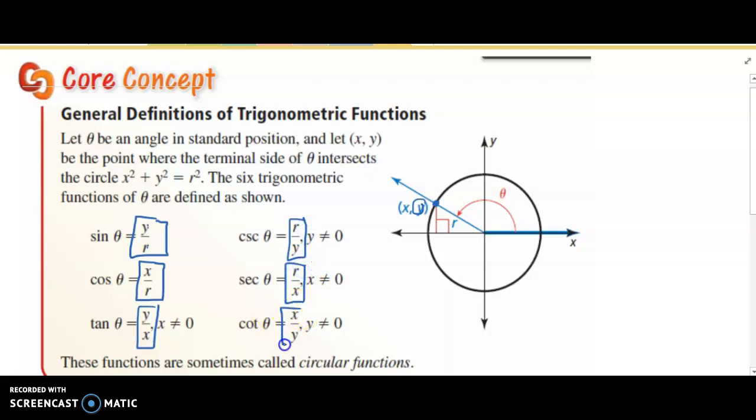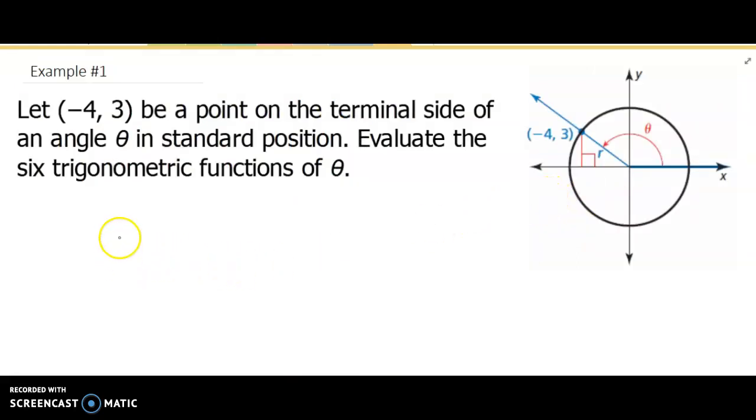Now please do not take your time trying to memorize these, because after we learn the unit circle, or even before we learn the unit circle, after we talk about reference angles, there will be a much easier way to do this. But for now, let's look at example 1 and use that.